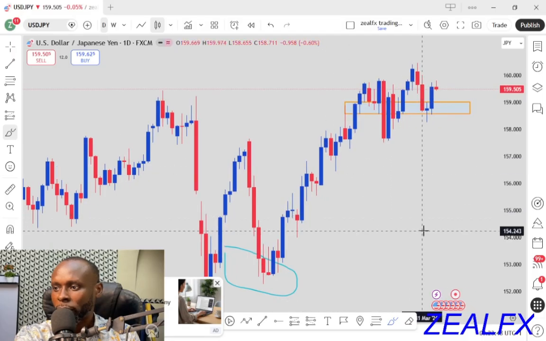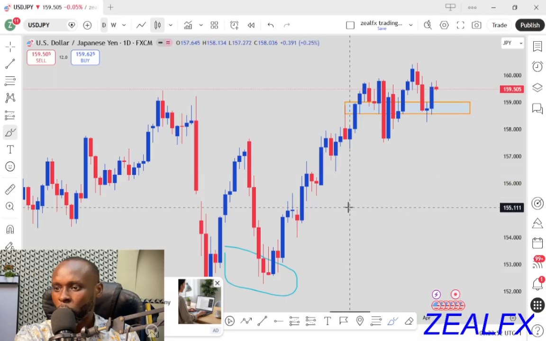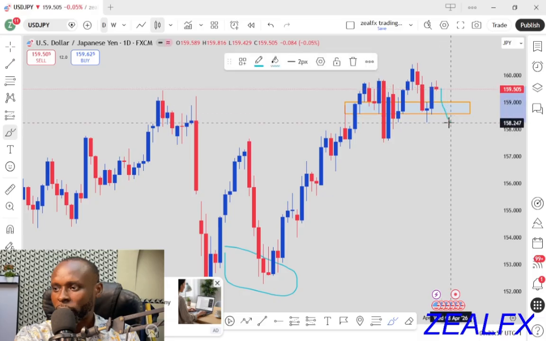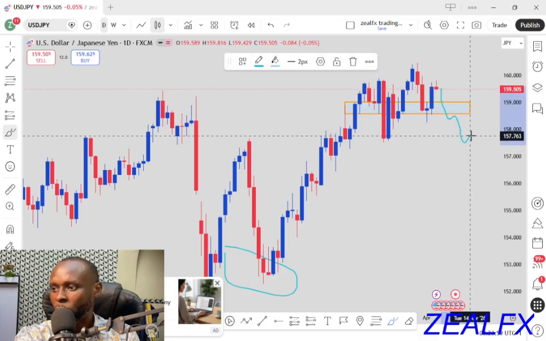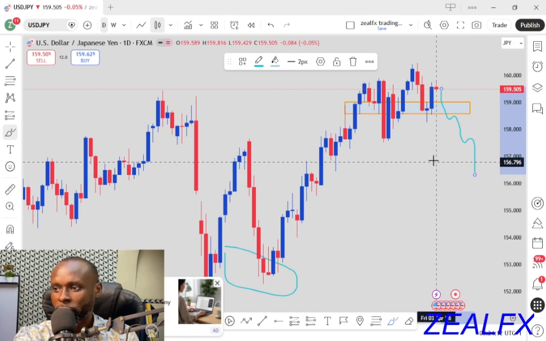So on my daily chart now, the weekly is already indicating a possible reversal of trend to this support level, and a break of this support level might trigger more bearish opportunity for the USD JPY. So we have to look out for more selling opportunity on the USD JPY this week. You can see price creating a series of lower highs for the USD JPY.